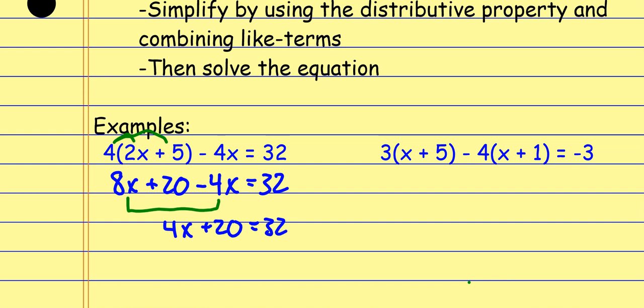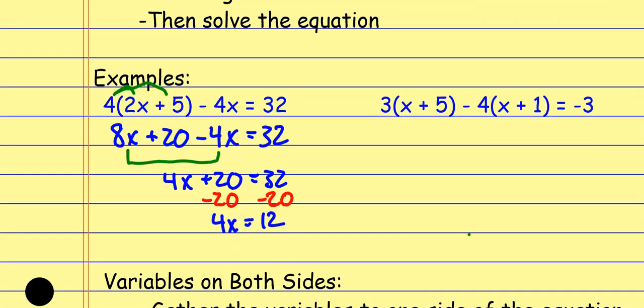Now, I've gotten to the point where I can't simplify any further, so now I hit the brakes and say, okay, now let's solve. Now let's undo the operation. So I undo the addition by subtracting the 20 from each side. And then I divide by the 4.